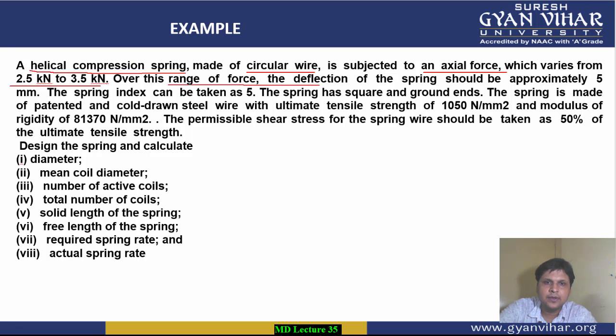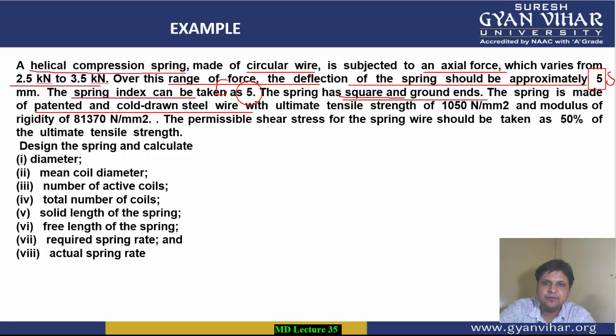Over this range of force, the deflection of the spring should be approximately 5 mm. Deflection also they have given to you in this range. Again, moving further, spring index can be taken as 5, which is denoted by capital C. The spring has square and ground ends. So this is the type of spring ends. The spring is made of patented and cold drawn steel wire. Alright, this is the material that is used to make the wire.